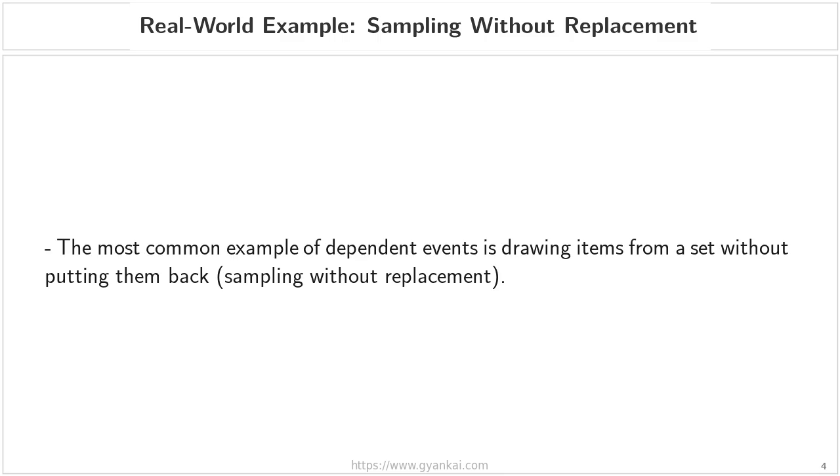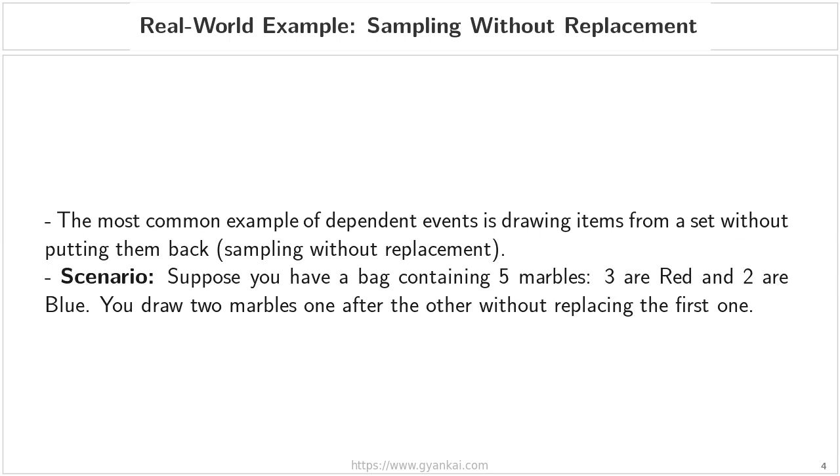Real-world example, sampling without replacement. Now that we have established the mathematical definition of dependency, let's move from theory to a practical application. The most common way you will encounter dependent events in your exams is through a process called sampling without replacement. This simply means that once you pick an item from a group, you do not put it back before the next pick. To make this concrete, let's look at a specific scenario.